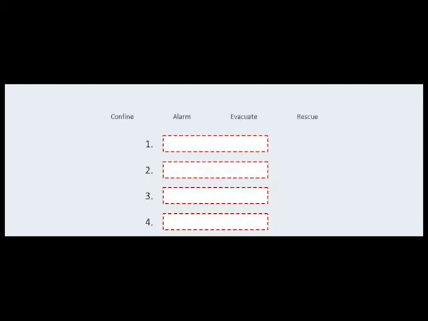The same acronym is applied to evacuating critical care areas. Do you remember what it is? Drag and drop the steps into the correct sequence.